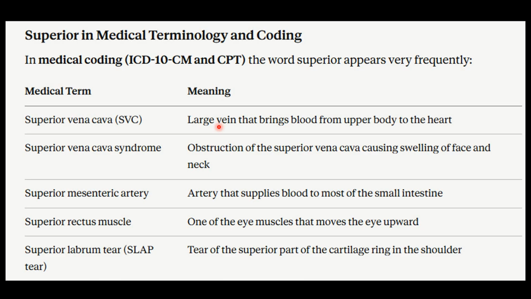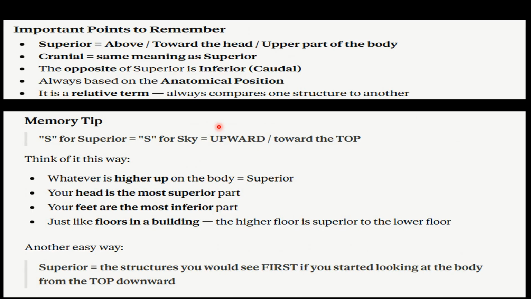Clear? So now let's conclude this session. So what we learned, let's see the important points. Superior means above, toward the head, upper part of the body. Cranial has the same meaning as superior. The opposite of superior is inferior, which is also called caudal. Always based on the anatomical position. It is a relative term. That means always compare one structure to another.